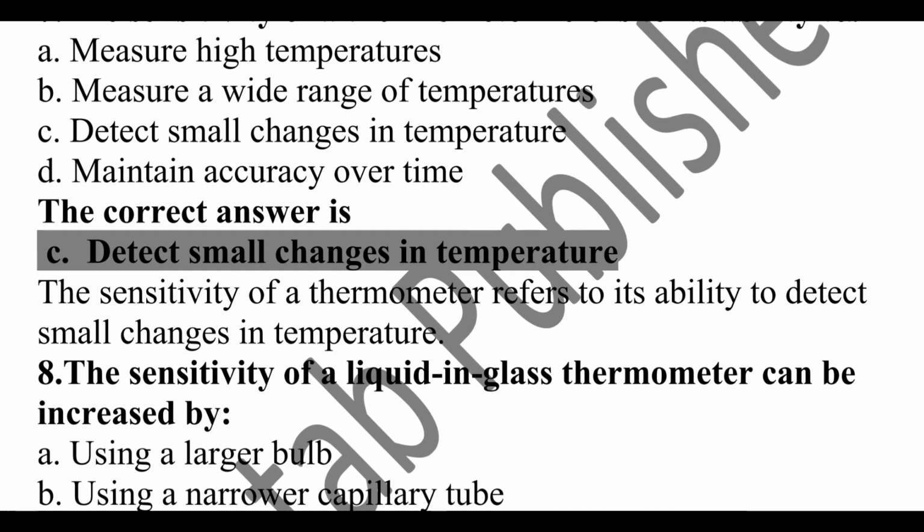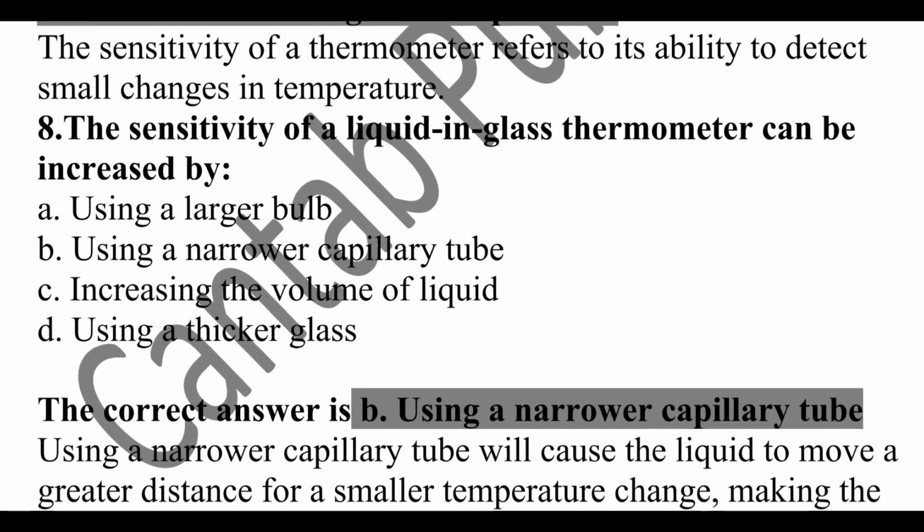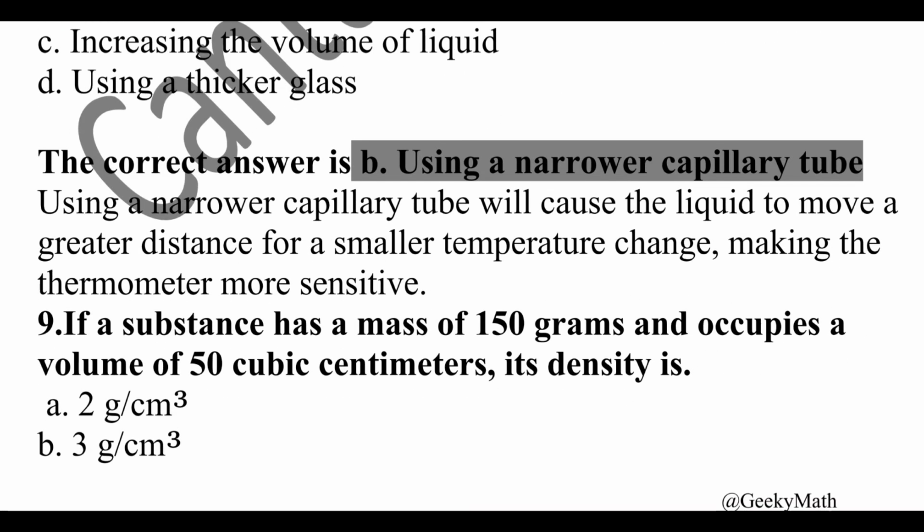Question number 8. The sensitivity of a liquid-in-glass thermometer can be increased by: option A, using a larger bulb; option B, using a narrower capillary tube; option C, increasing the volume of liquid; option D, using thicker glass. The correct answer is B. Using a narrower capillary tube will cause the liquid to move a greater distance for a smaller temperature change, making the thermometer more sensitive.